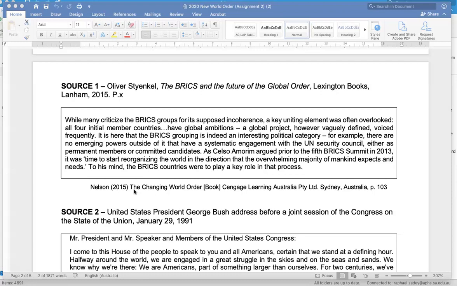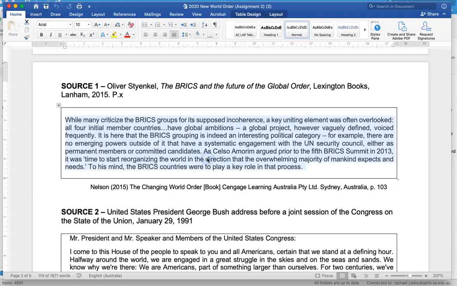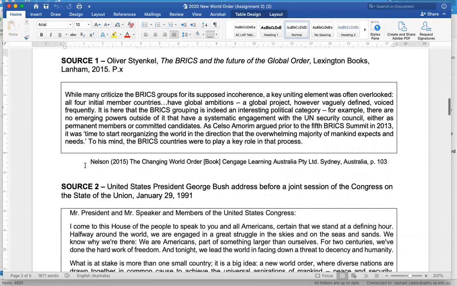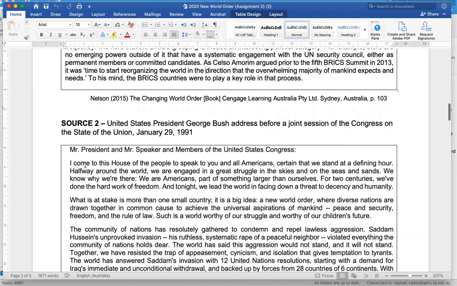Source number 1 reflects the bulk of the human race, not those living in North America, Australasia and Western Europe, the old NATO and Western countries. And it talks about them starting to recognise the world in the direction that the overwhelming majority of mankind expects and needs. So this talks about greater democracy in the whole planet. So maybe that is a sign of increased economic growth and cooperation between countries. So maybe number 1 is positive.